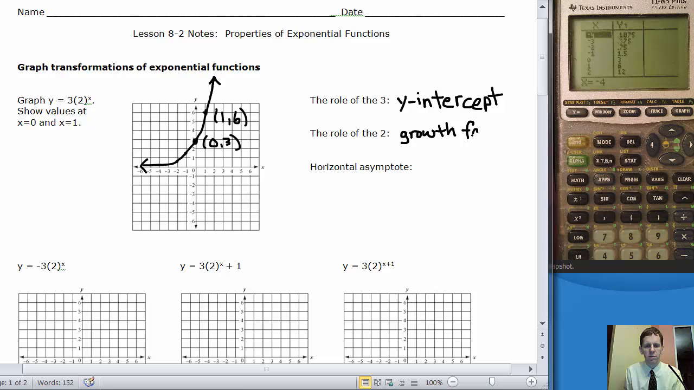And you'll notice if you look at the numbers on the calculator over here, each time we move one value in the x direction, the y values get doubled.